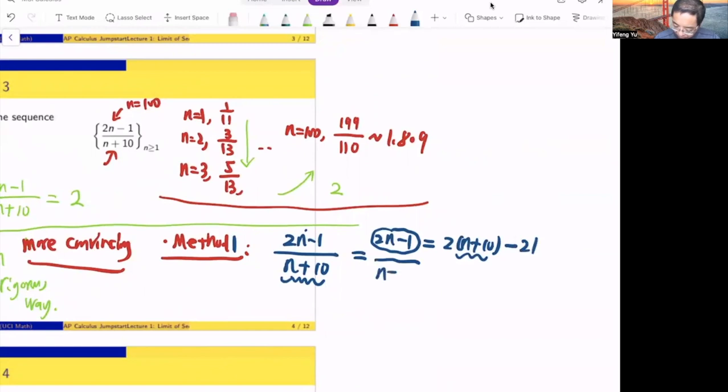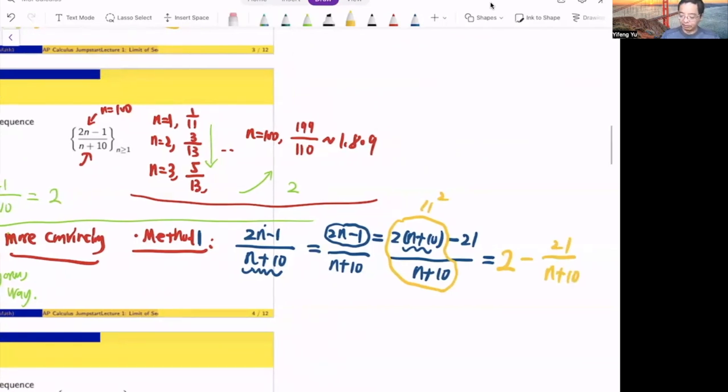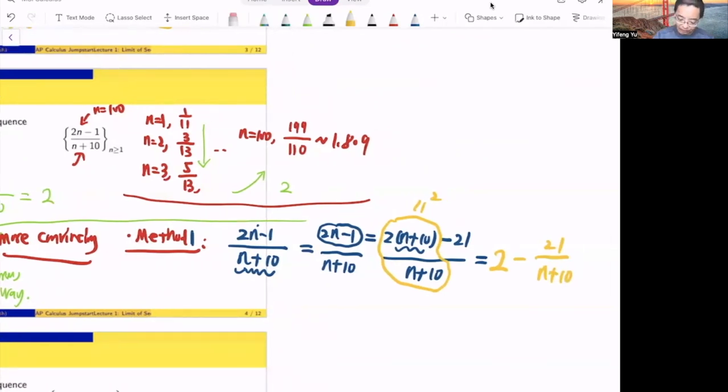So that's what I have. So this is (n plus 10) over (n plus 10), and we just get a 2. So this becomes 2 minus 21 over (n plus 10). Then you see, this 2 is fixed, it stays there. What is changing is this part.